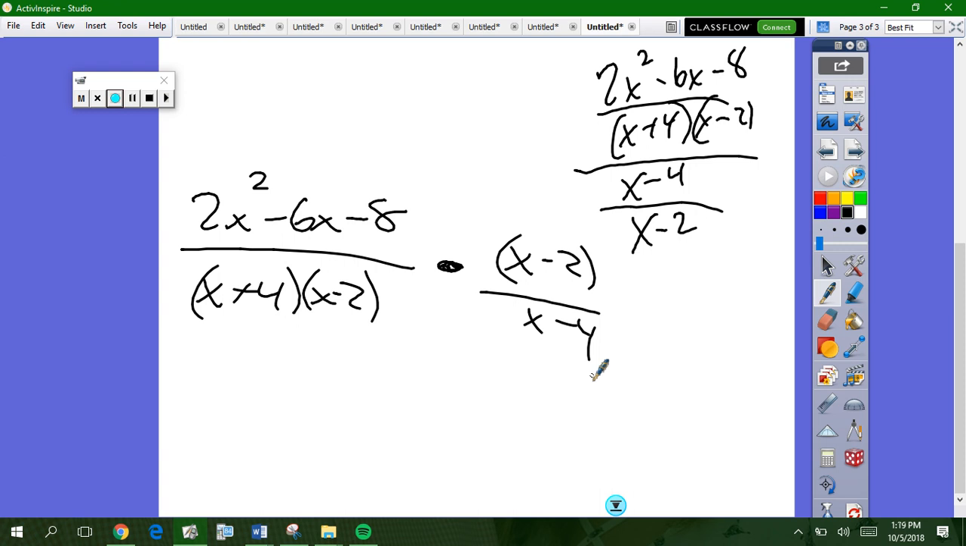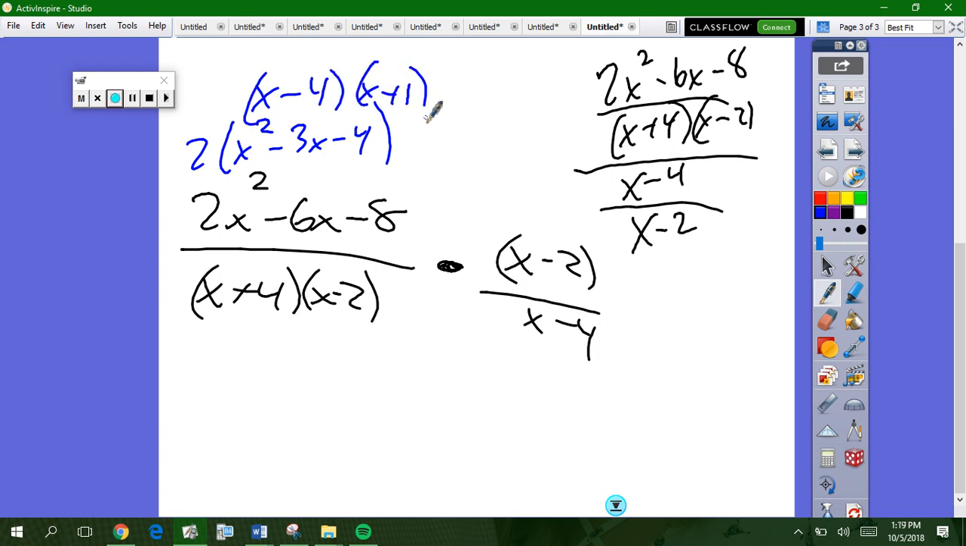Okay. First off, really quick though, what do these guys all share? 2. And that's x squared minus 3x minus 4. Can I factor that guy as well? Yeah. So that's x minus 4 times x plus 1. So notice that x minus 4, that x minus 4 gets rid of each other. That x minus 2, that x minus 2 gets rid of each other. Okay.